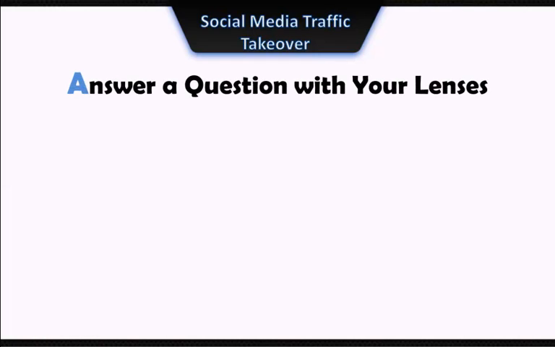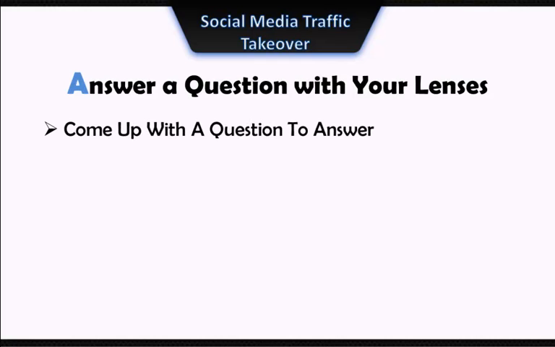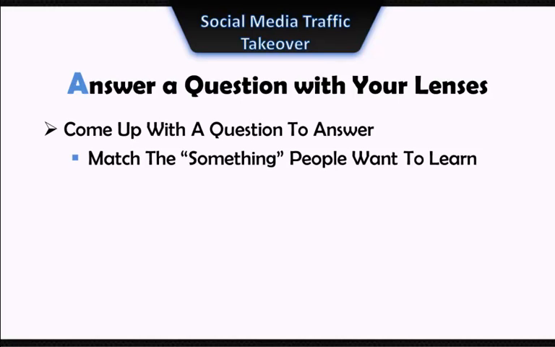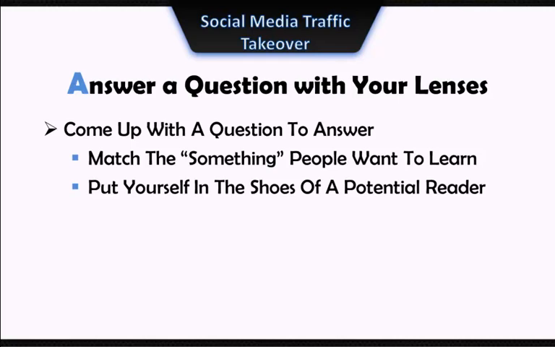Answer a question with your lenses. This is the part where you start building your lenses, and the first thing you need to do is come up with a question to answer. People use search engines and browse Squidoo to learn more about something. It is your job to match this something to your Squidoo lens, which is why you have to put yourself in the shoes of a potential reader.